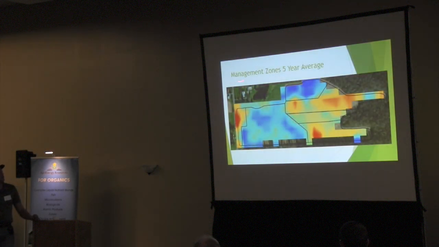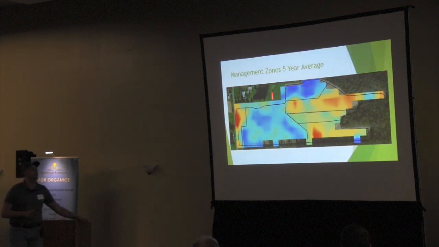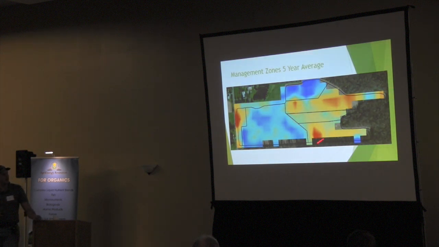So, next thing we'll move on to is management zones. This is actually a piece of my ground. And this is only 5 years. This is newer ground, we've only got 5 years of clean data for it. So you can see we've got quite a bit of variability. Now this right here is a dam in the middle of the field to keep water from running out of this tree line, so that's kind of a little deceiving. But everything else is really accurate.